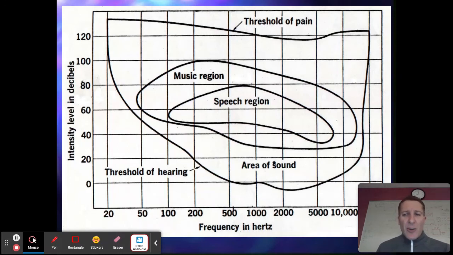This is just a nice little picture on what we can hear, which depends upon both the frequency as well as the decibel level of that sound wave. In the middle is where we speak here. The outer ring is what we can detect. So it depends on both those things how loud something might sound to your ear.